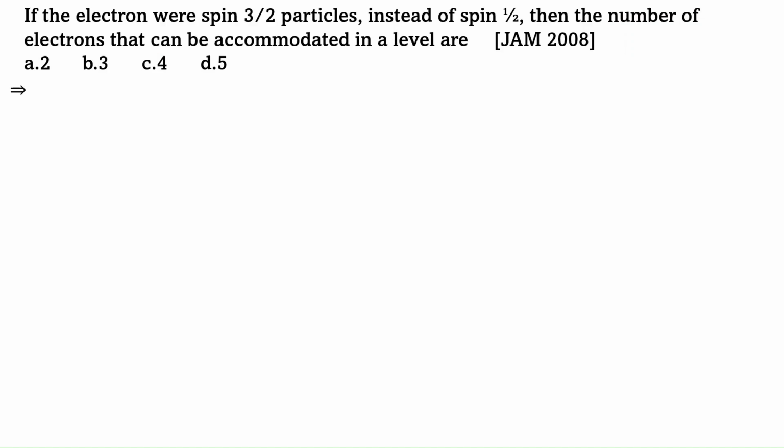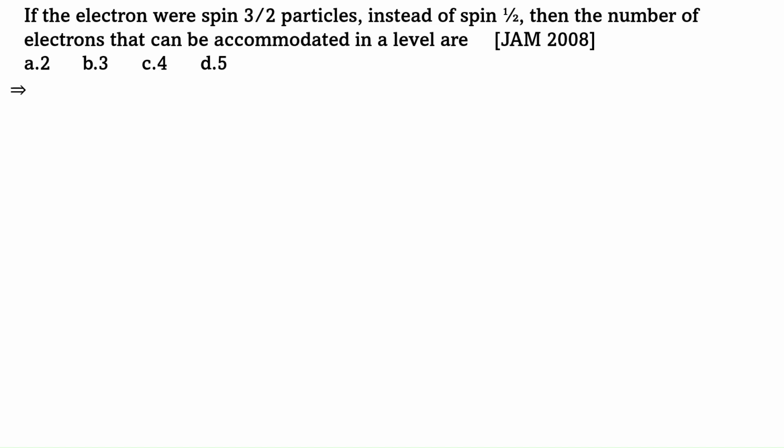One more question from JAM 2008. Let's look at the question. If the electron were a spin 3 by 2 particle instead of spin half, then the number of electrons that can be accommodated in a level are. The options are 2, 3, 4 or 5.